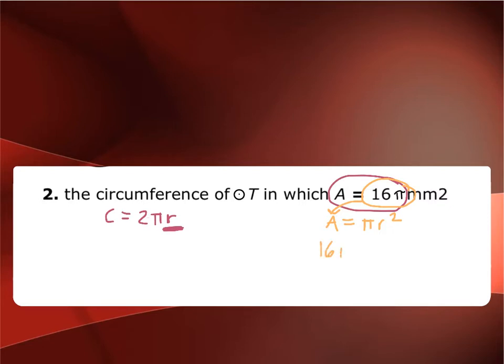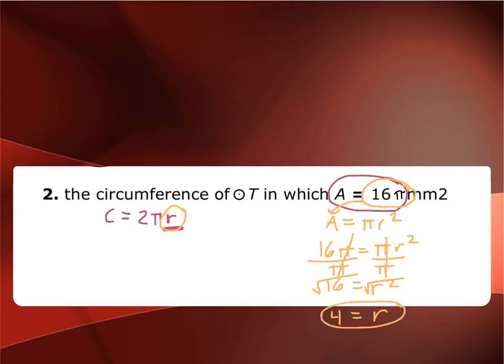So we have 16 pi is equal to pi r squared. We can divide by pi, because our goal is to get r all by itself in order to find out what this r is. So we divide both sides by pi, so it cancels out on both sides. So we have 16 is equal to r squared. In order to get this r squared to become an r all by itself, we just need to take the square root of both sides. So we have 4, because the square root of 16 is 4, is equal to r.